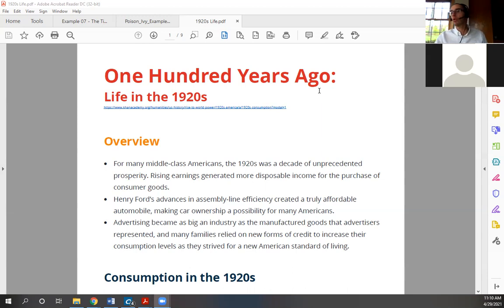Okay, so I actually have two readings. We're going to talk about the 1920s today and next week. There's a lot of things you can talk about in the 1920s, but we're just going to focus on what life was like for people. How were things changing? Because we talk about wars and presidents and politics and stuff, and that's good to know because that obviously affects the world.